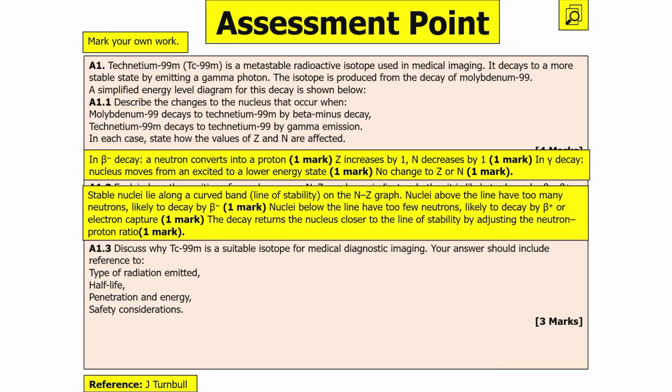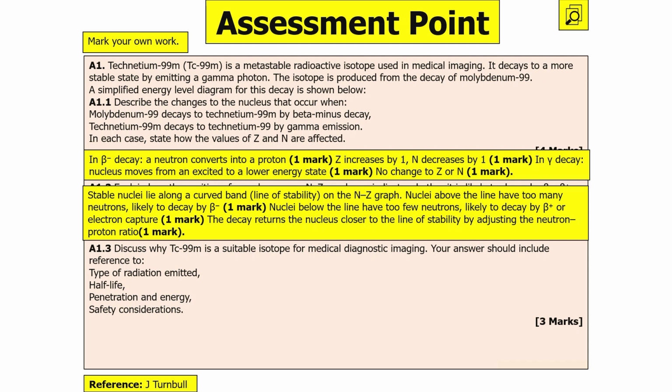Now, the stable nuclei lie along a curved band, the line of stability, on an NZ graph. The nuclei above the line have too many neutrons and are likely to decay by beta minus. Nuclei below the line have too few neutrons and are likely to decay by beta plus or electron capture. The decay returns the nucleus close to the line of stability by adjusting the neutron-proton ratio.